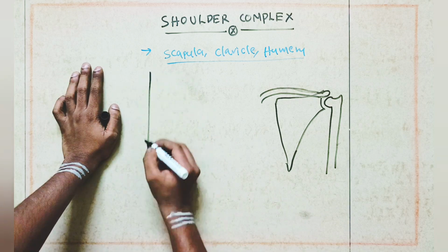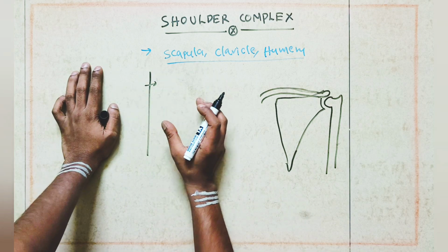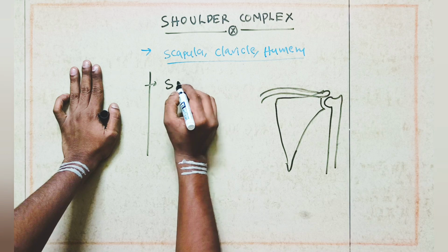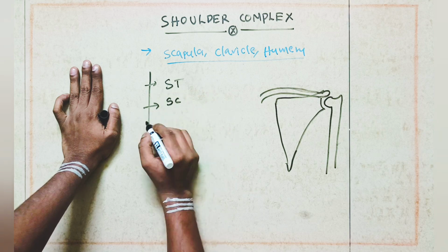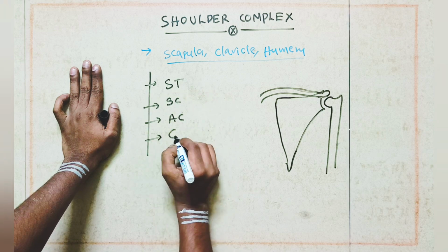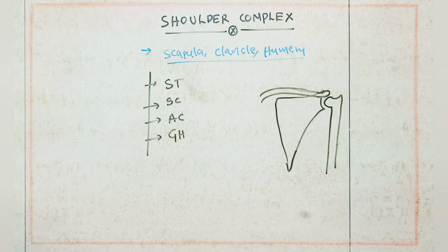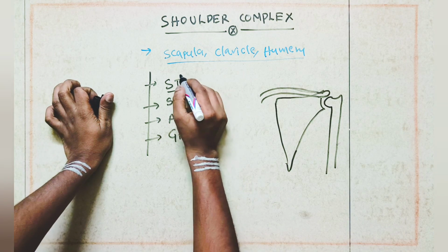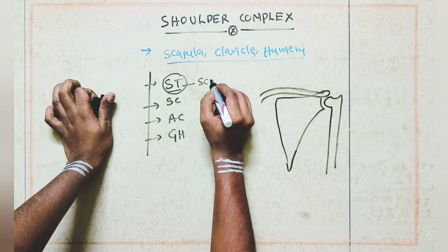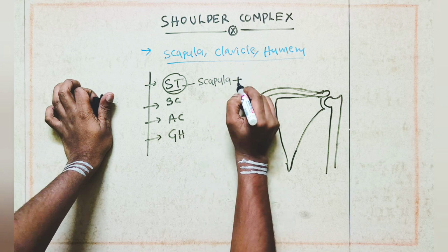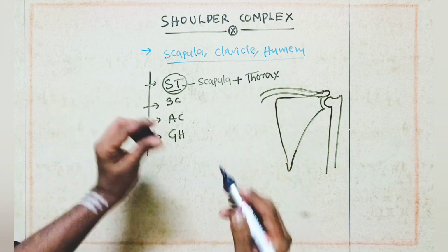What is the meaning of complex? The shoulder complex is made by the scapulothoracic joint, sternoclavicular joint, acromioclavicular joint, and the glenohumeral joint. First one, scapulothoracic joint. This joint is between the scapula and thorax.